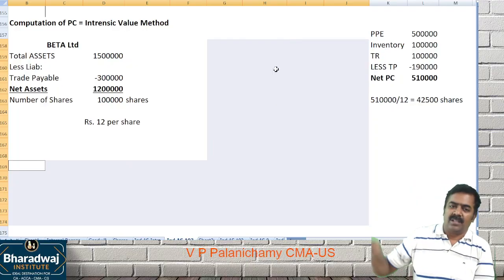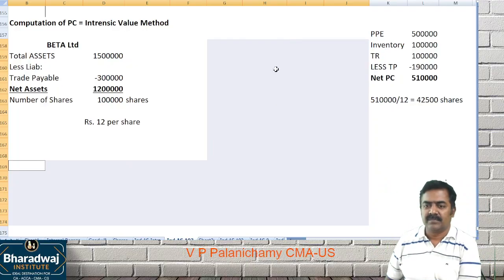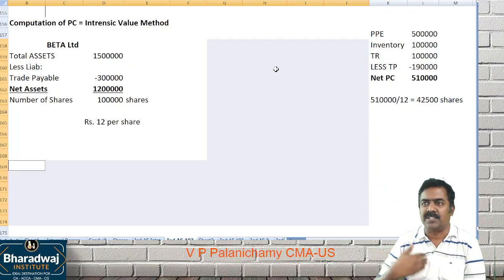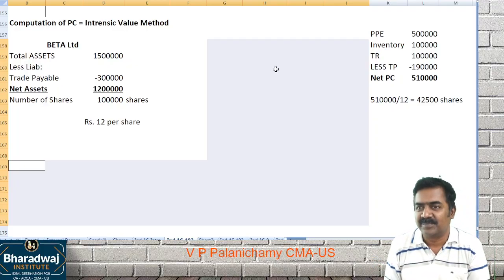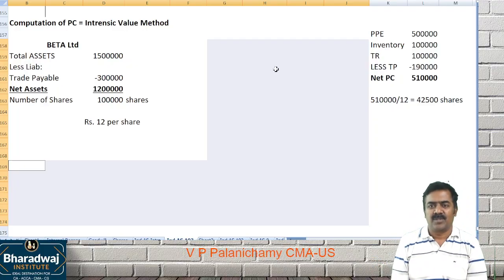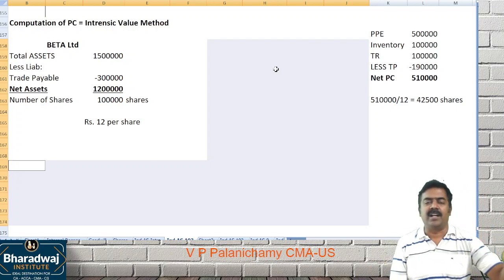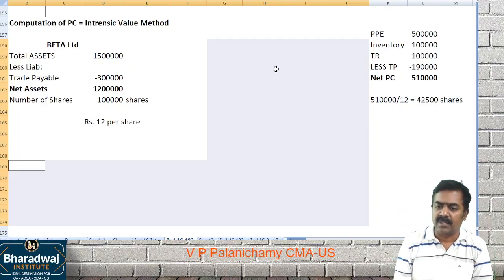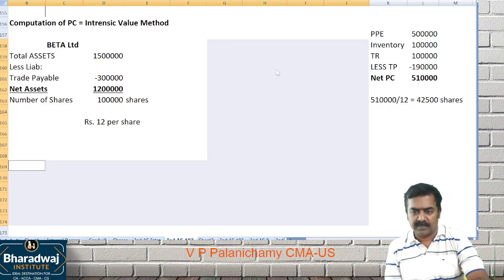So take up the value of beta, then take up the net consideration. Why did I not consider that investment? That is nothing but my company shares. So if I take over, it will be like a buyback of shares. So I will take over other assets. Other assets means plant, inventory, trade receivable, trade payable I will take over. Net consideration 5,10,000 divided by 12 gives 42,500 shares. That into 12, of course, 5,10,000 comes.